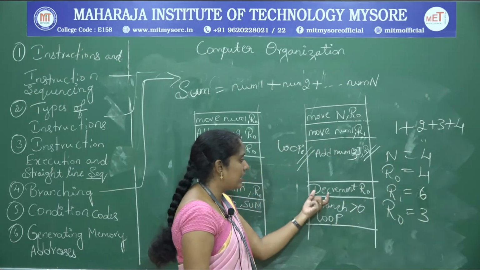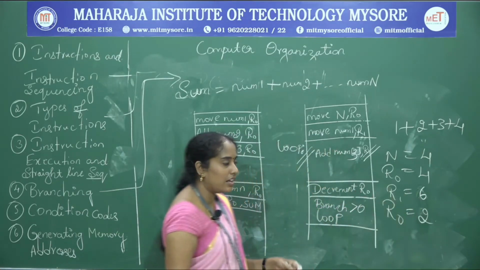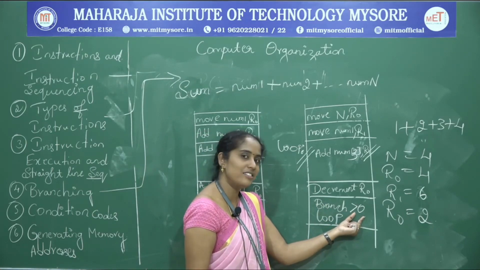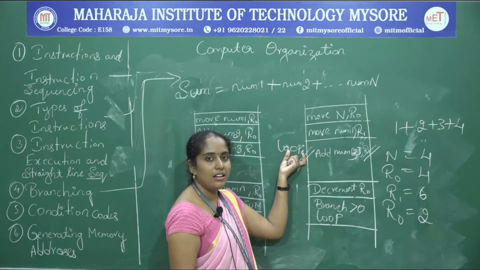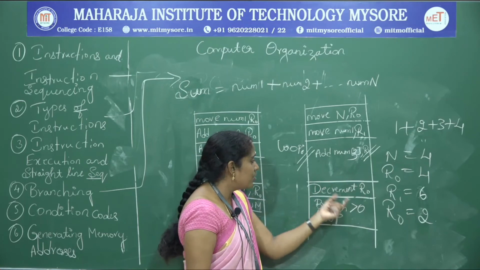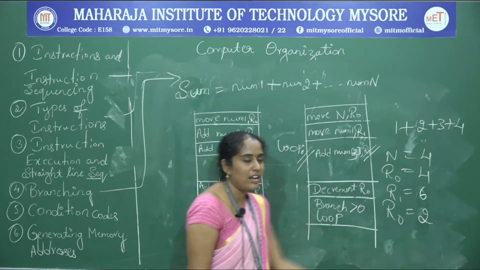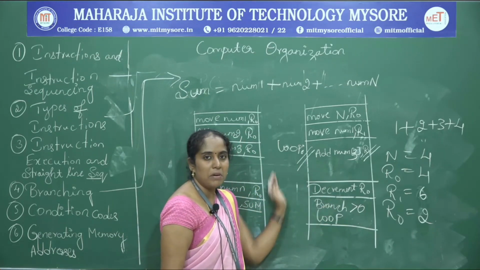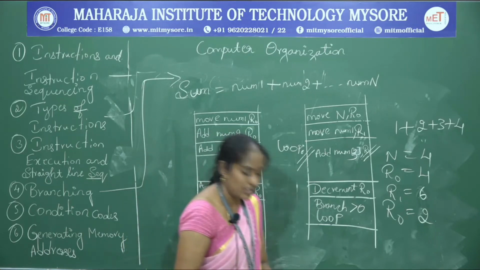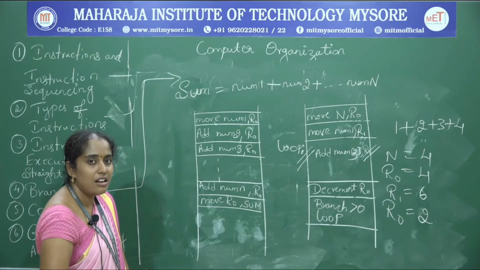Okay. Now decrement the R0 value. Now R0 value is 2. So next is again check the condition, 2 is greater than 0, yes, condition is true. So go to that particular label. So again add num4 comma R1. So now decrement the value R1, yes, it is decremented, and this will be repeated n times. This is the branching instruction. Okay. So the next topic is conditional codes.